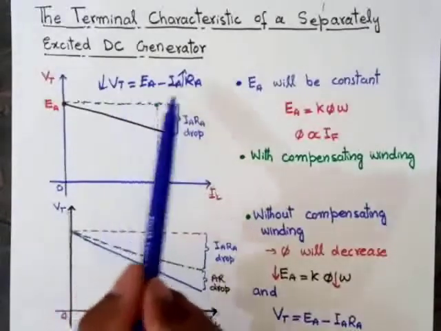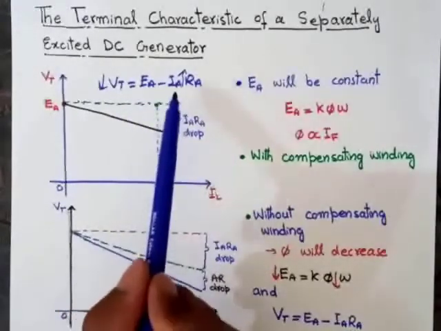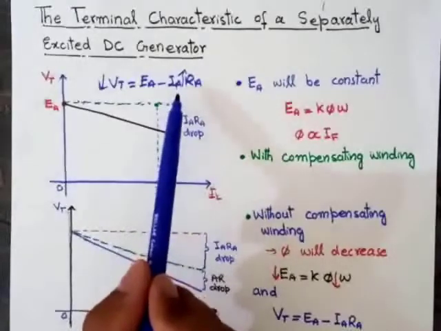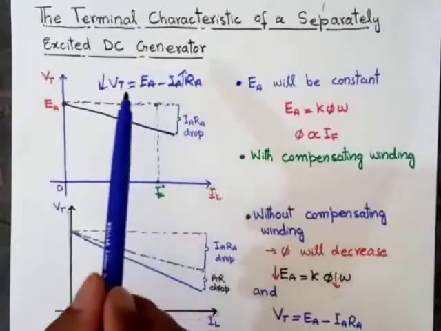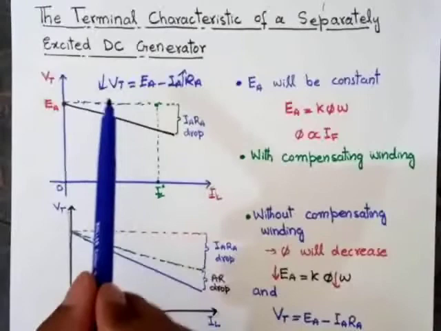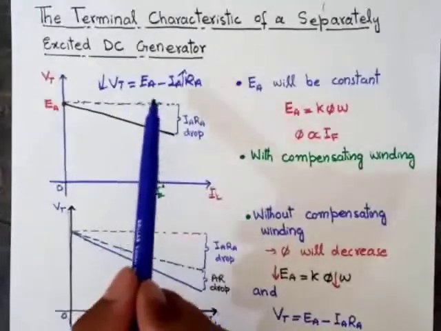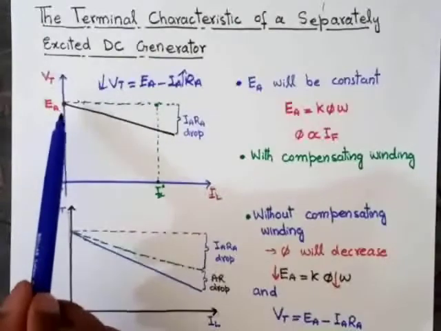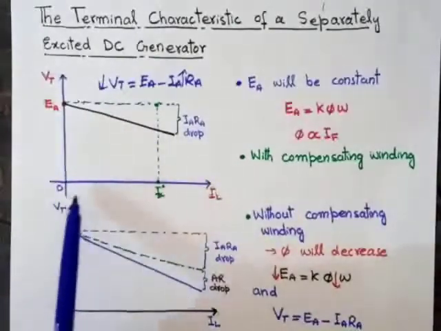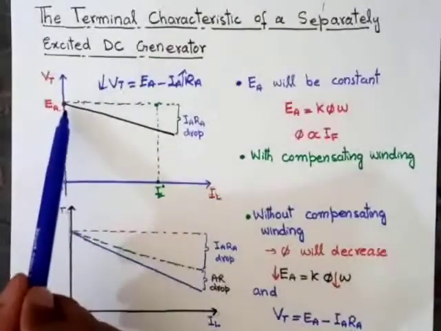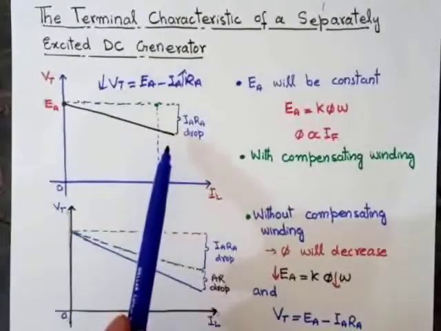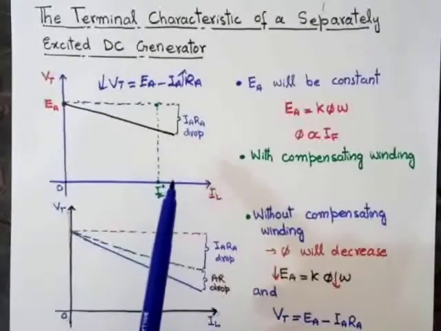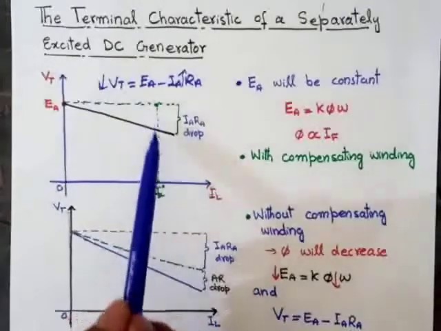As you can see in this equation, the relationship between armature current or line current and terminal voltage is inversely proportional due to this minus sign. That's why the curve will be like this. When the current increases, the terminal voltage will decrease. This is the full load current.